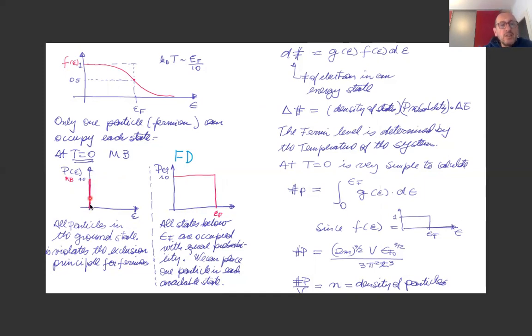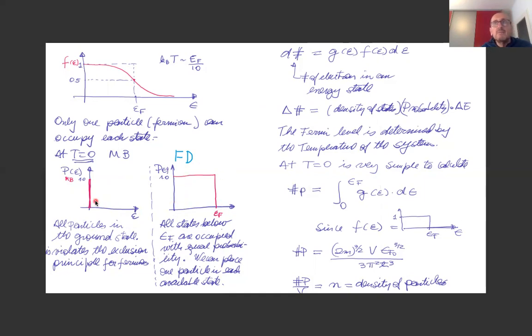You get only the occupation of the states with E equal to 0. It means all your electrons will be in the ground state. This, we know, will violate the exclusion principle. We cannot have that. So this is why we have the Fermi-Dirac distribution, which at T equals 0 provides the same probability for all states, and until what? Until you have all the electrons available in the system occupying an energy level with equal probability. Okay, and this is the distribution that you can have.